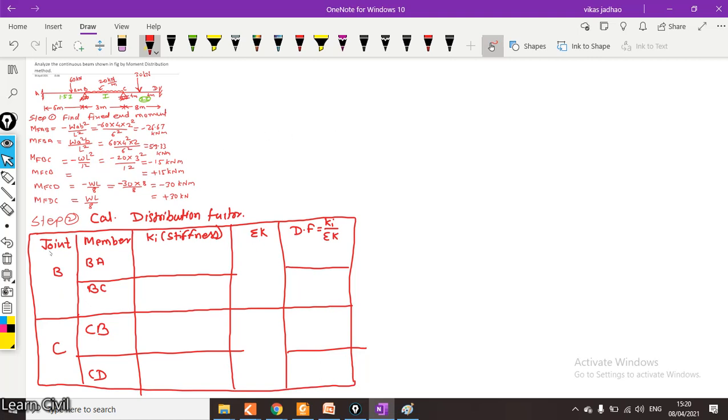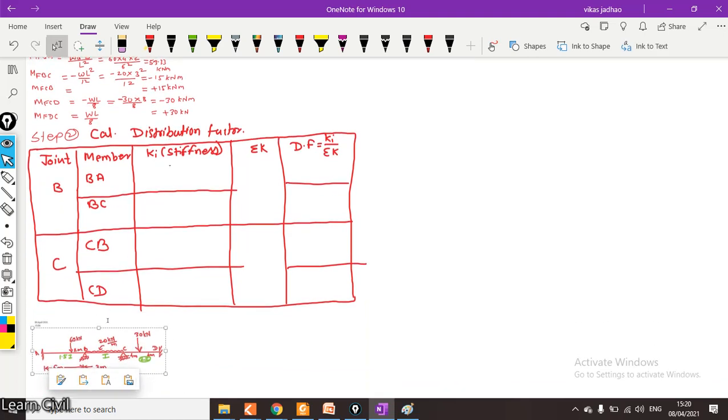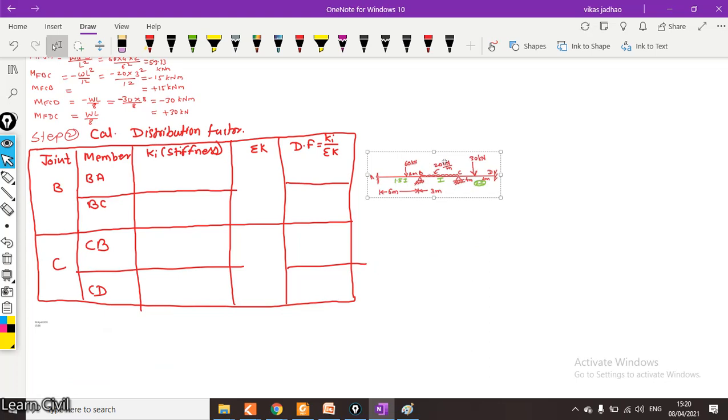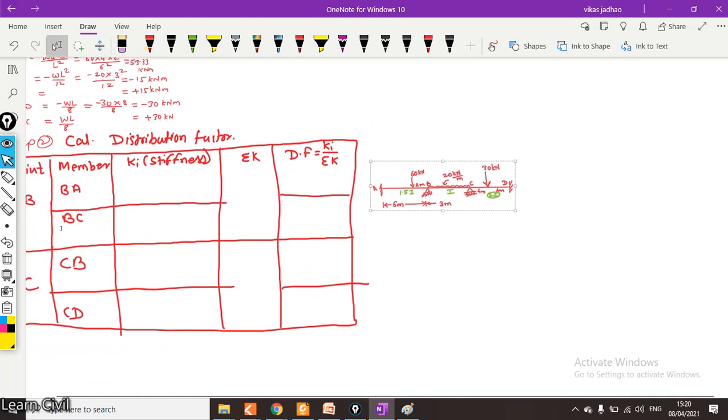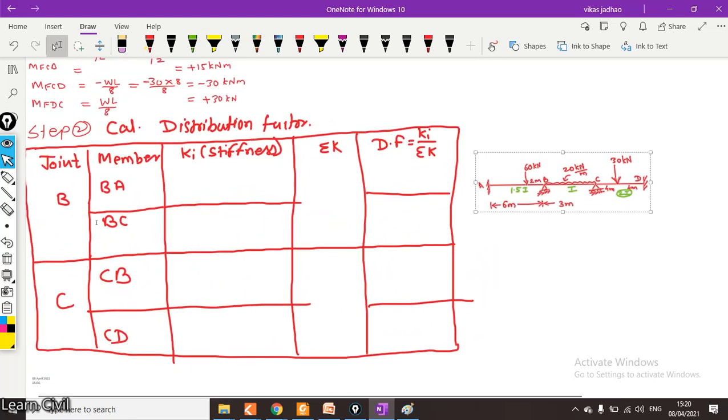Okay, now we have to find out the distribution factor. I'll copy this. Okay, you can see the beam here. The beam will be on screen only.